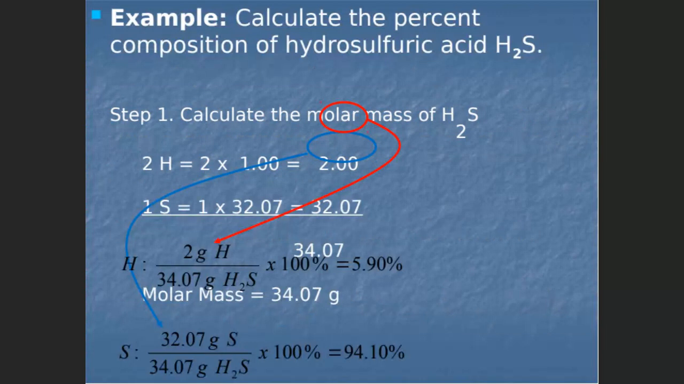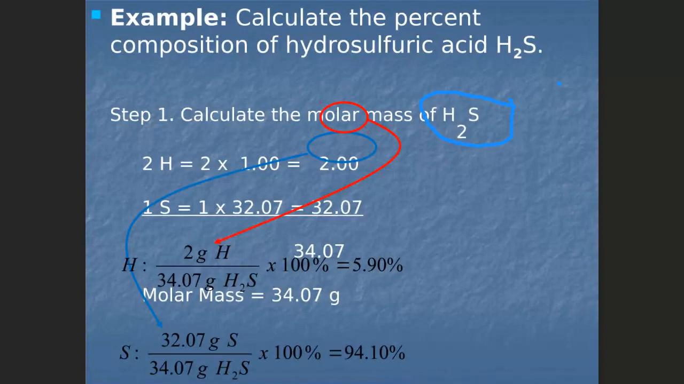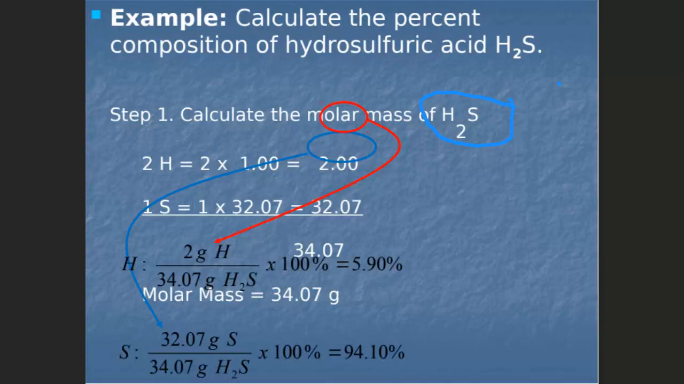Calculate the percent composition of H2S. We commonly say hydrogen sulfide, or also hydrosulfuric acid. So now if I ask you what the percent composition is, percent composition means the hydrogen and sulfur. In this compound, how many percent of hydrogen and how many percent of sulfur do we have compared to the total compound? Yes, any question?